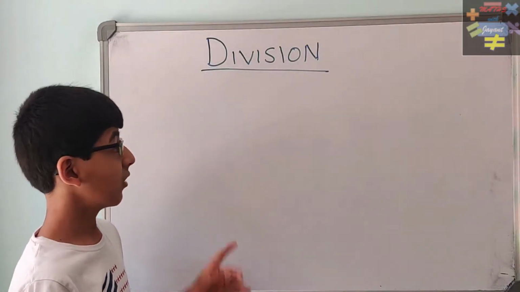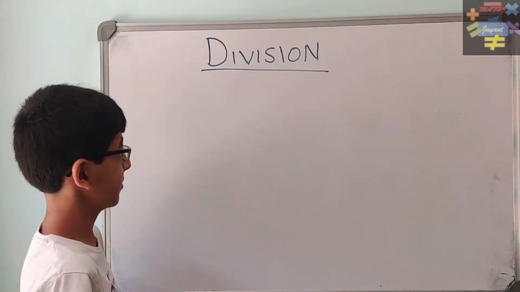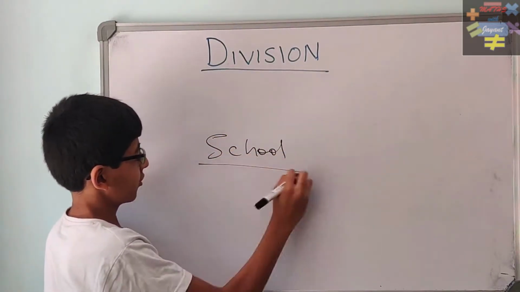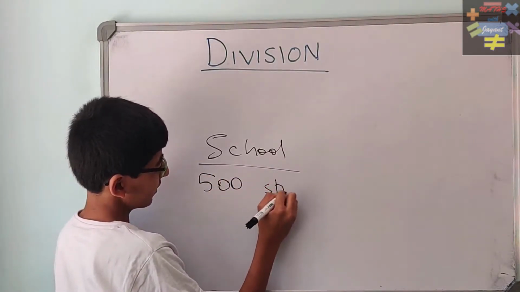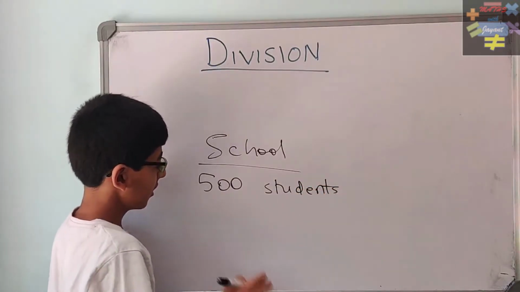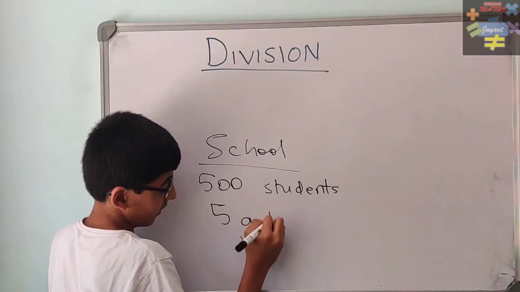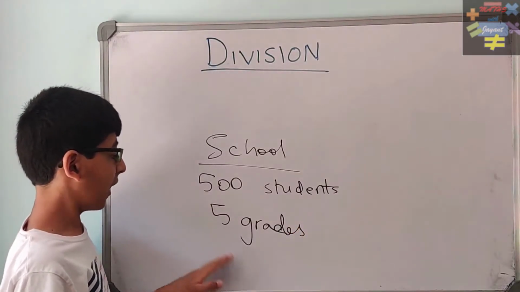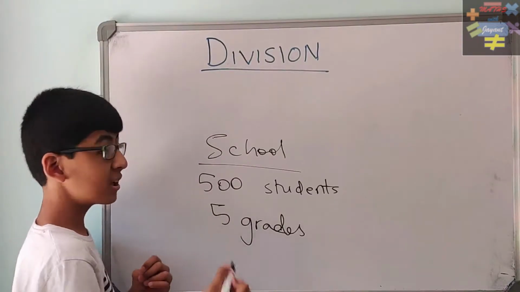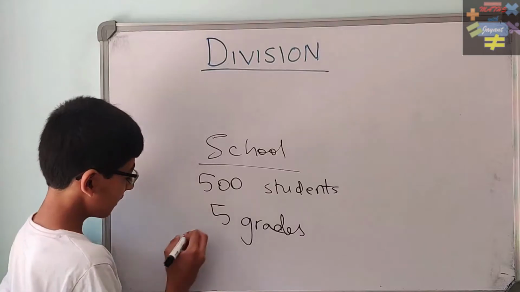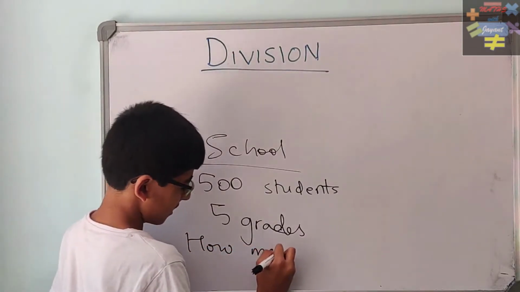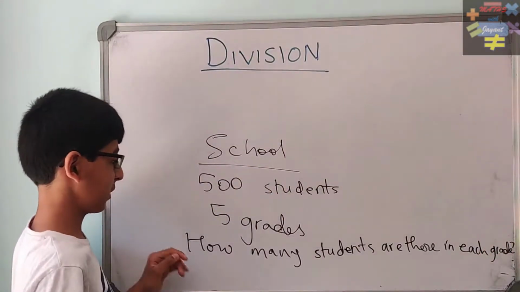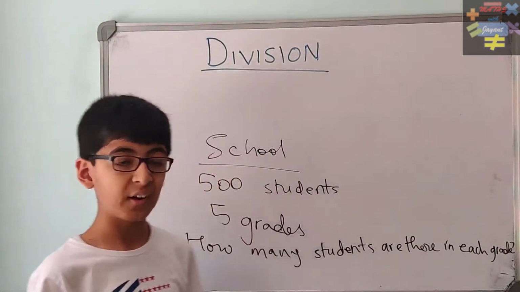Now let us understand what is division. Suppose there is a school. The school has 500 students in all, and there are 5 grades in the school. If each grade has an equal number of students, how many students are going to be in each grade? Let's find out how many students there are in each grade.